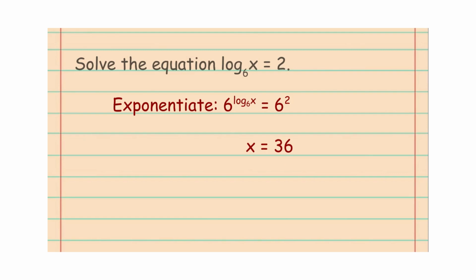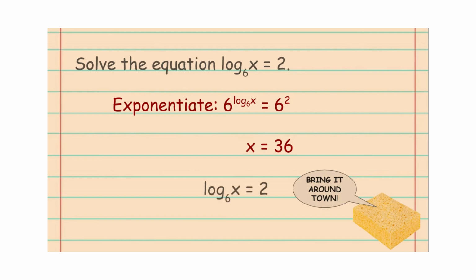That's cool and all. But what if this yellow dish sponge appeared and told you to bring it around town? Well, what does that mean? Well, this is an interesting trick that I learned that makes exponentiation simple and perhaps even fun. Check it out. Here's the problem. Log base 6 of x equals 2. Follow this pattern. My solution will be 6 squared equals x. That's easy. x equals 36. Bring it around town.